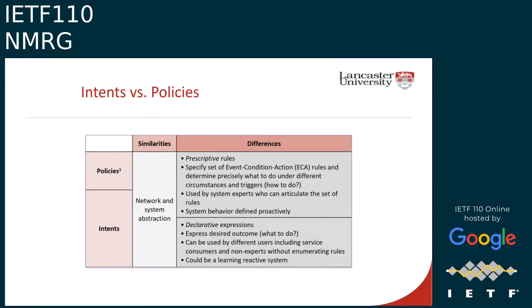Before I start, I think it's important just to differentiate between intents and policies as we see it. So policies are prescriptive rules that determine what kind of actions to take under different circumstances. They're usually articulated by system experts like network admins, whereas intents are declarative expressions that allow users to express the desired outcome at a higher level. So they can also be used by non-technical users as well. Next, please.